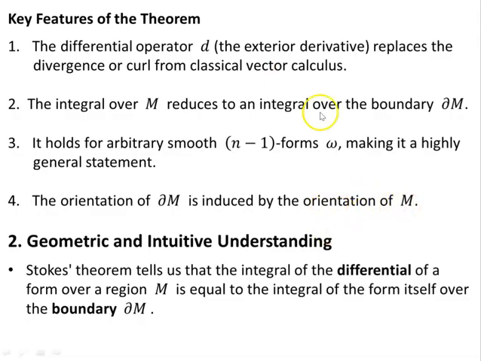All right. So just coming back here to the three-dimensional case, then omega would be the 2-form we saw earlier, and d omega would be a 3-form in 3 dimensions. Now, geometric. Stokes theorem tells us that the integral of the differential of a form over a region M is equal to the integral of the form itself over the boundary partial M. So that's just Stokes theorem in words.